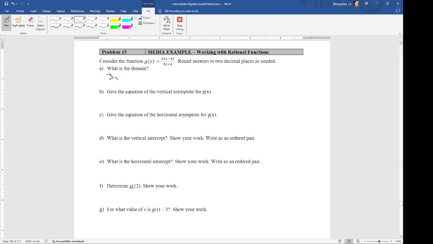So 3x plus 4 equals 0. 3x equals negative 4. So the only number x cannot be is negative 4/3. I'm going to write that in interval notation. We can go all the way from negative infinity, up to but not including negative 4/3, union with negative 4/3 in a soft bracket all the way up to infinity.